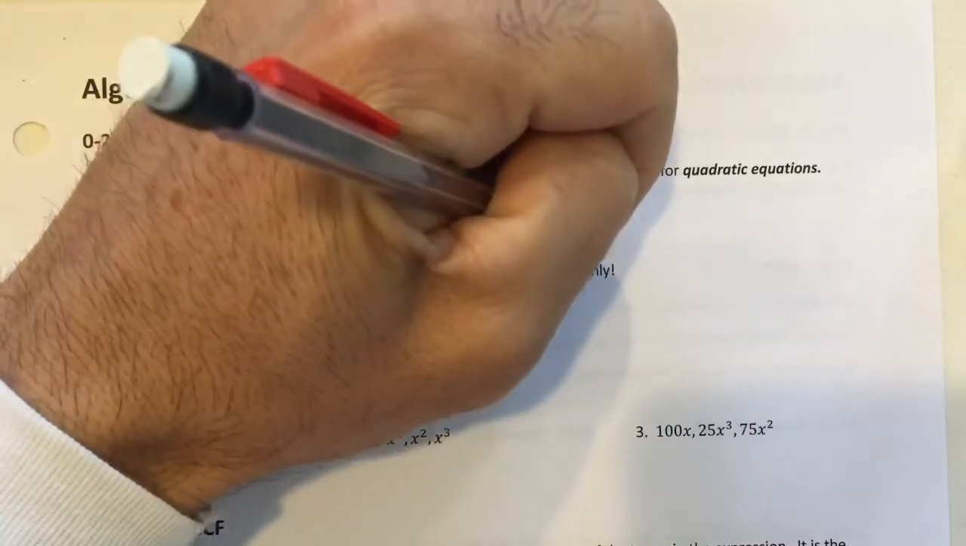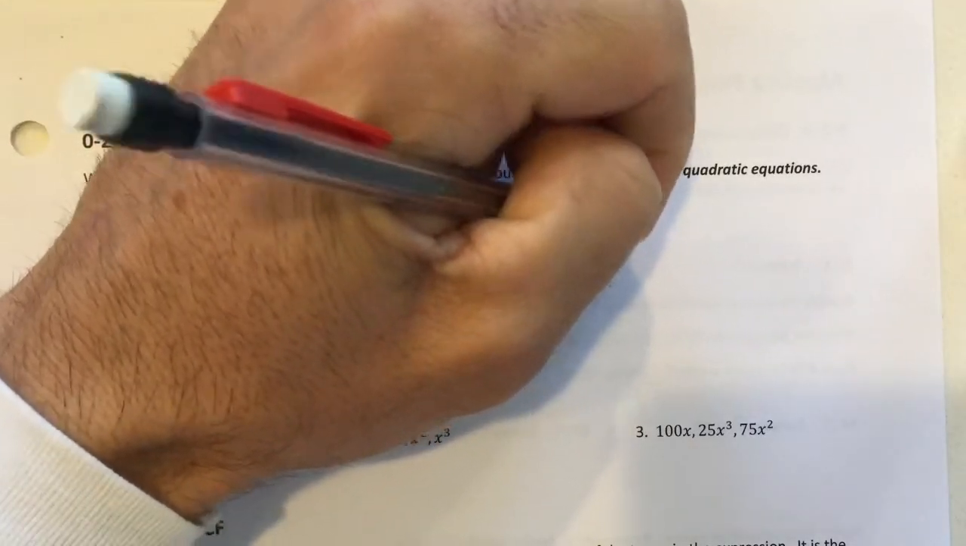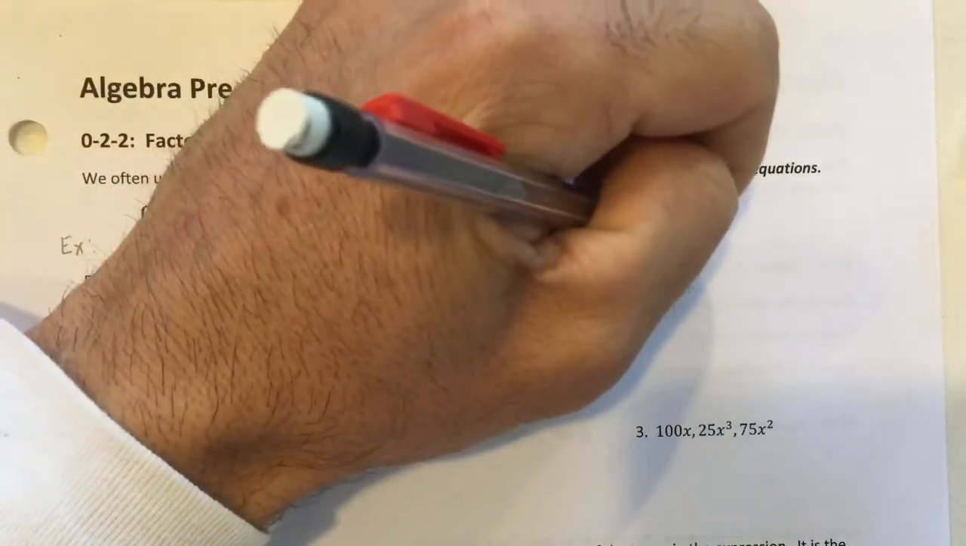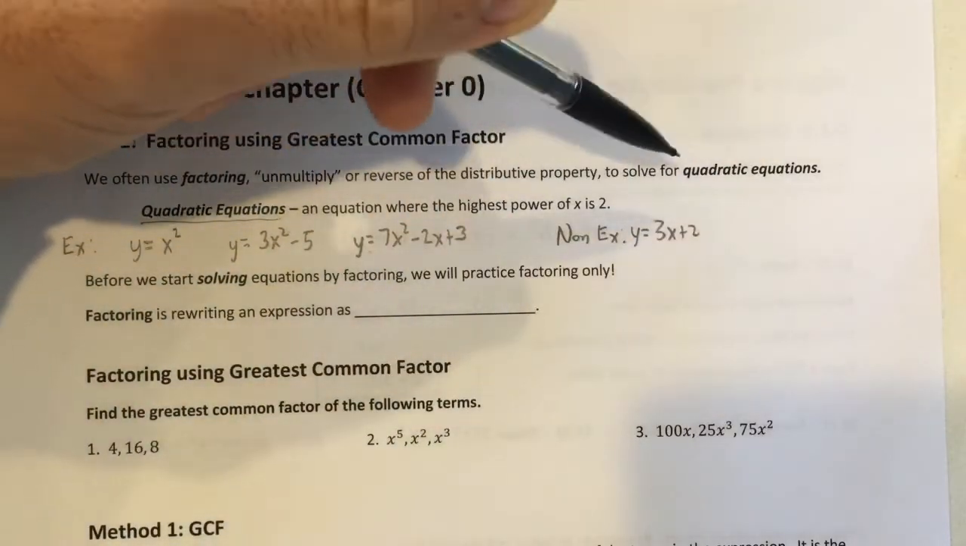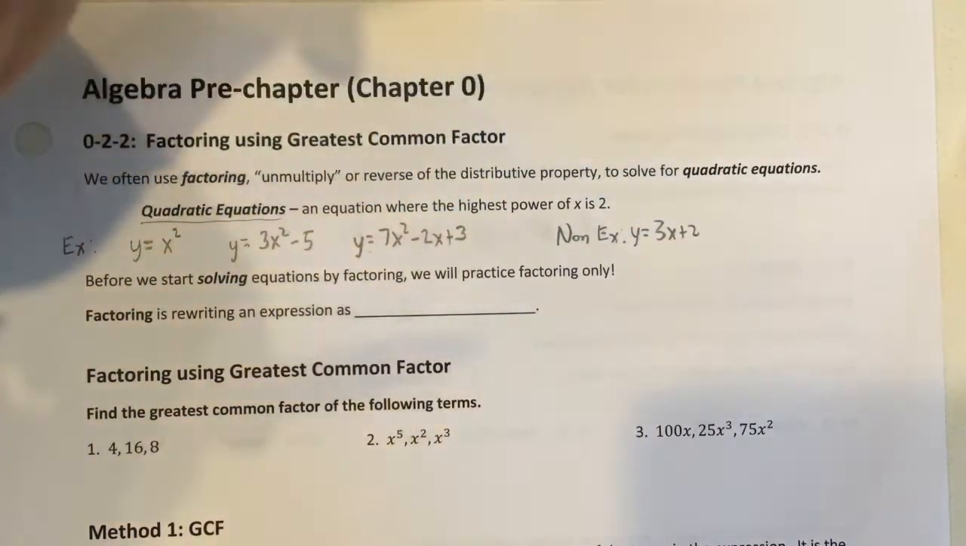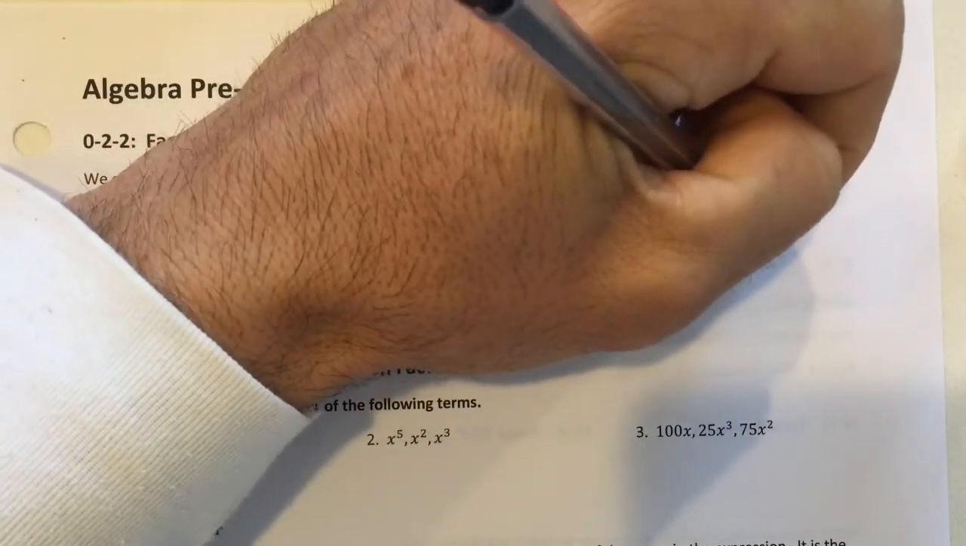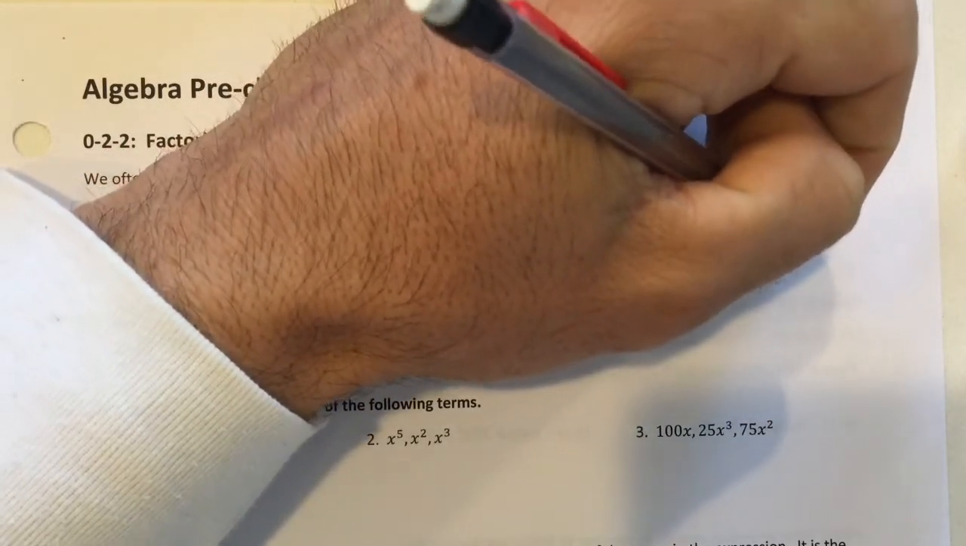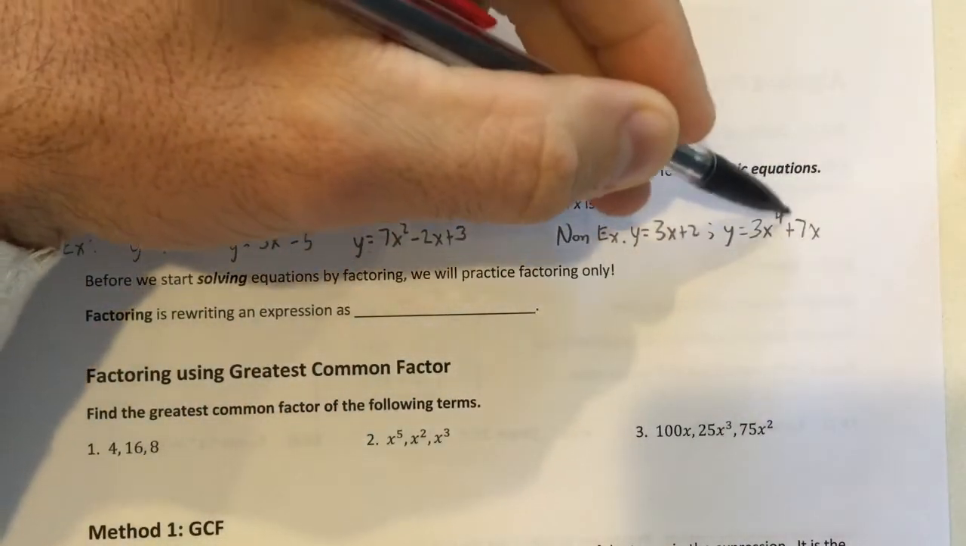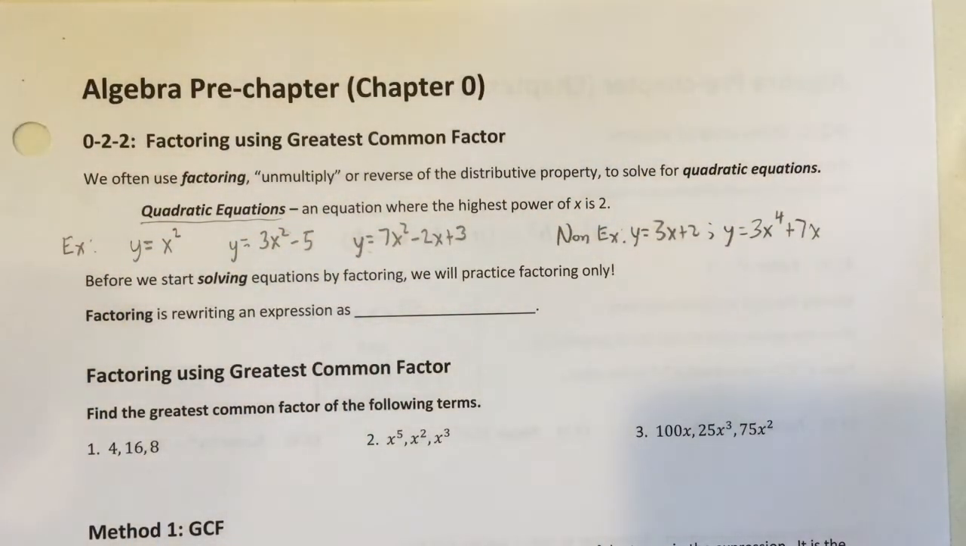Some non-examples: y equals 3x plus 2. Well, that's linear. It's not x to the second, it's x to the first. Or y equals 3x to the fourth plus 7x. Here, the highest power of x is 4, so it's not a quadratic.